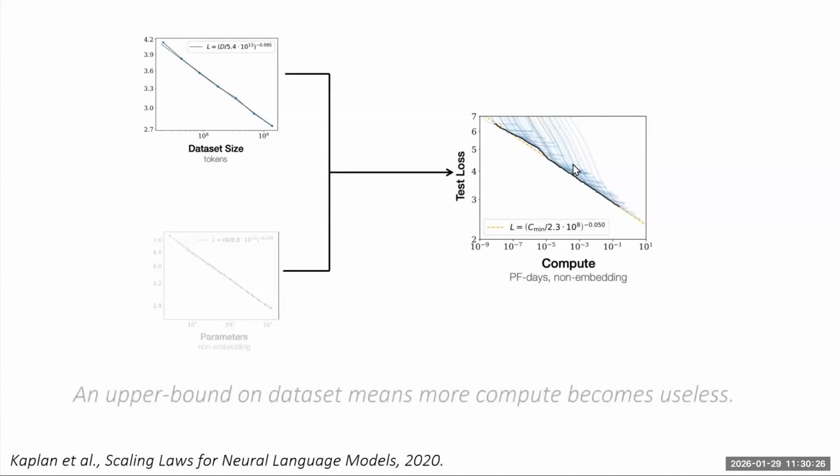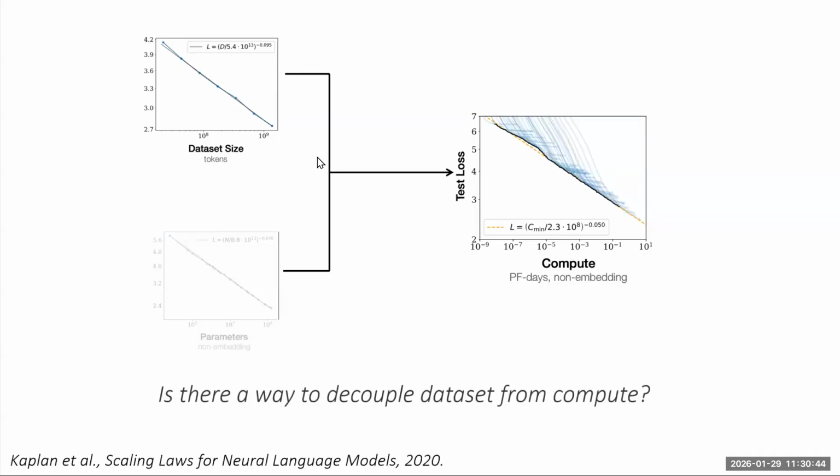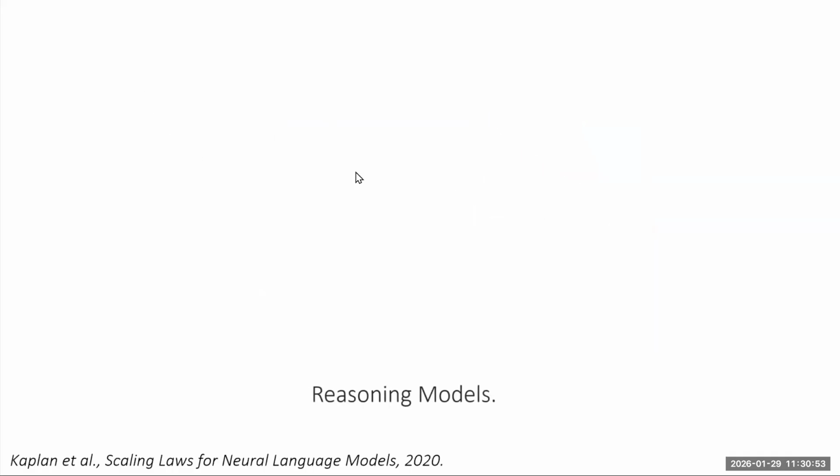So what can we do about that? If we have an upper bound on data set, then it means I could throw more GPUs, I could throw more power, I could do in-memory computing, I could do all these fancy tricks to improve my model's training runs, but it's effectively useless for the large-scale regime if I'm data bound, right? My question now is, is there a way to decouple these things? Can I decouple my data set from my compute?